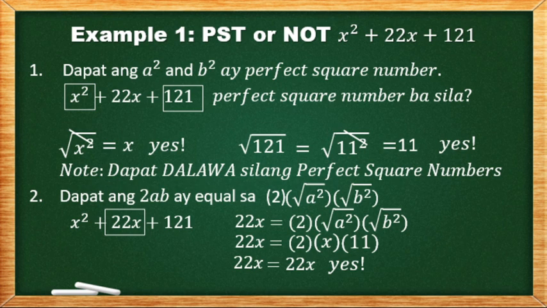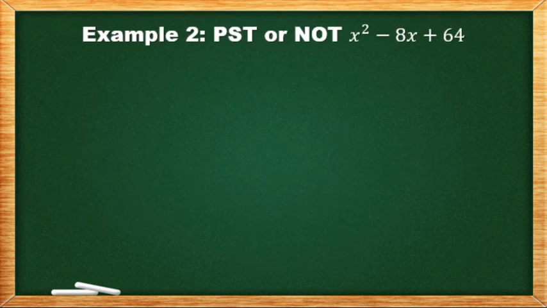Yes, it's PST. Why? Kasi look at the last term, plus 121. So plus yung 121. That's why PST yung given trinomial. Kapag PST siya, pwede natin makuha ang factor dyan. Mamaya alamin natin kung paano makuha yung factors kapag PST ang trinomial. Example number 2. PST or not?